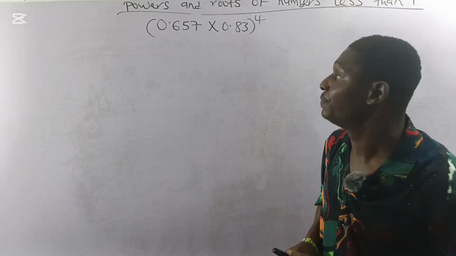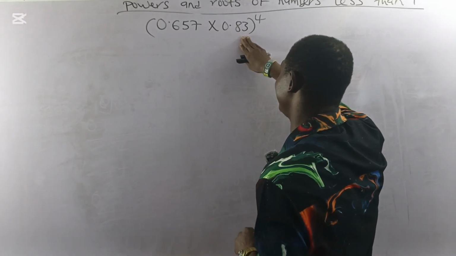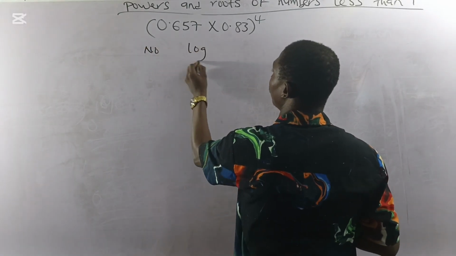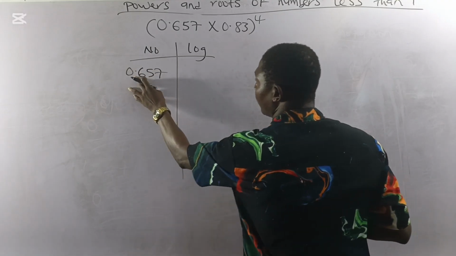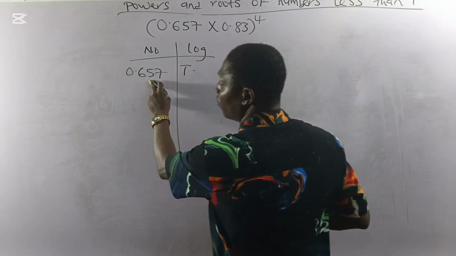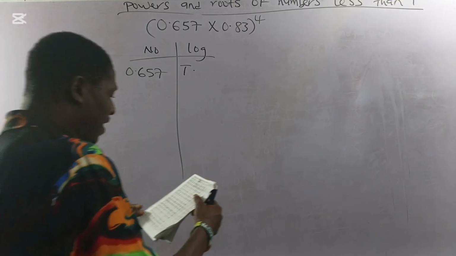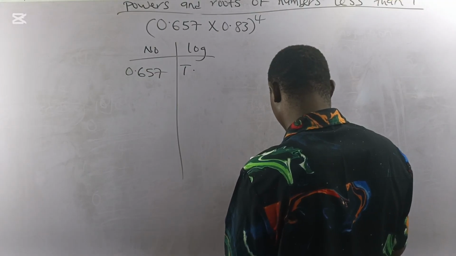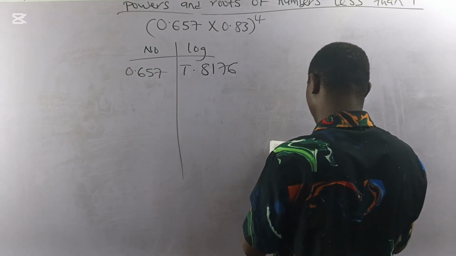So we have this on the board: 0.657 times 0.83, raised to power 4. So we have our number and we have our log. For 0.657, before the real digit we have one 0, so it becomes bar 1 point. We check for 65 under 7, which is 8176.